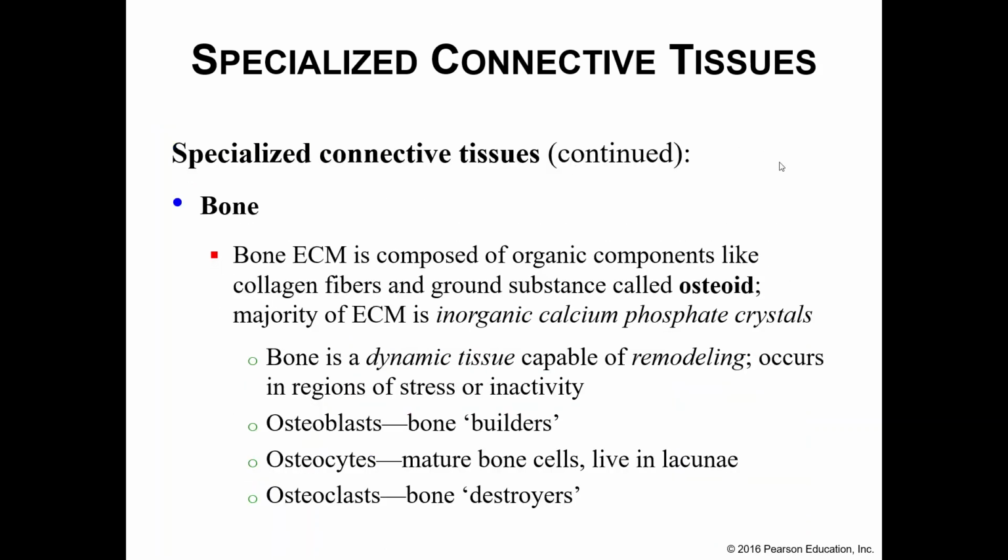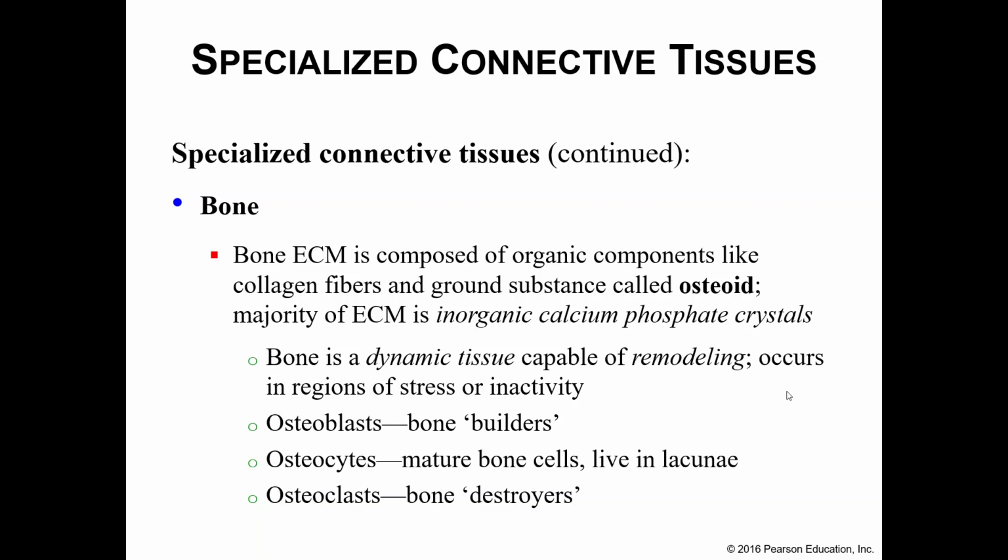Now, our specialized connective tissues that aren't cartilages, we've got bone. Okay, the bone extracellular matrix, we call it osteoid. Okay, the ground substance is called osteoid. You do also have collagen fibers in bone as well. The majority of the extracellular matrix is composed of calcium phosphate crystals. That's what gives bone its hardness.